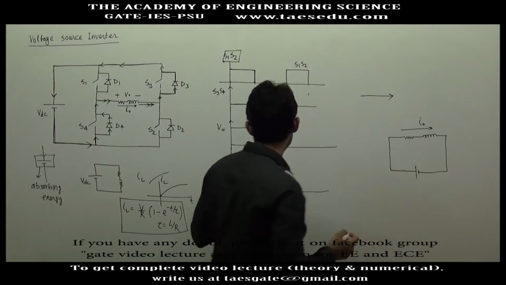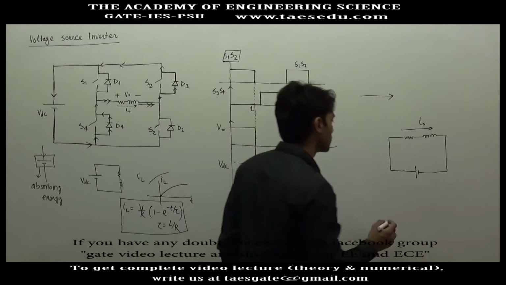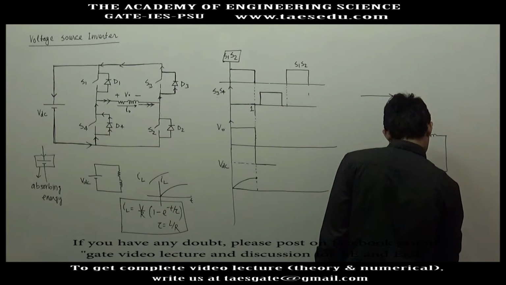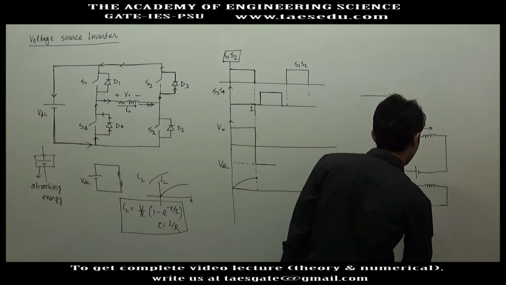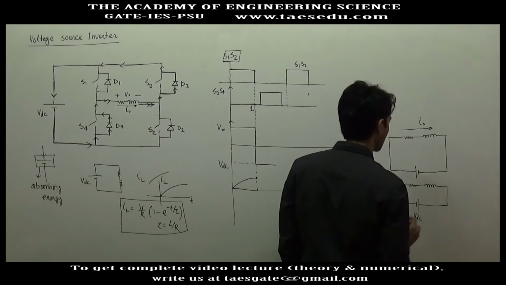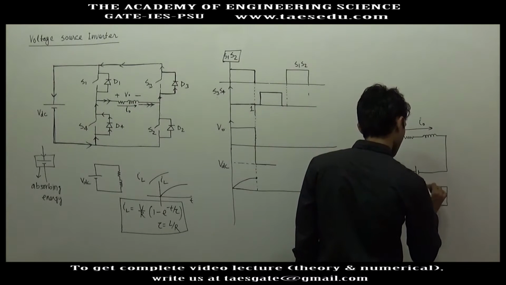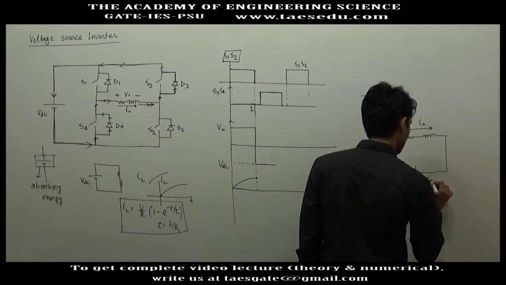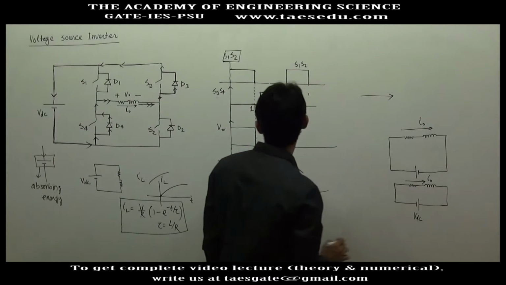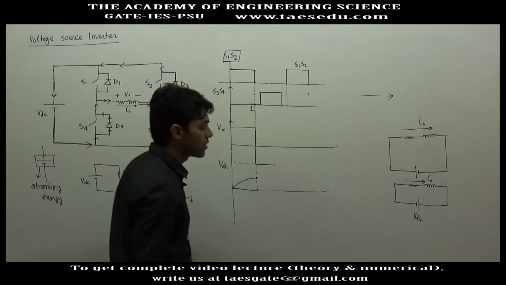V naught has changed its polarity. So in the next case output voltage will be, this is polarity of output voltage, and current is in right direction. This current is flowing through diodes. Now what will happen?